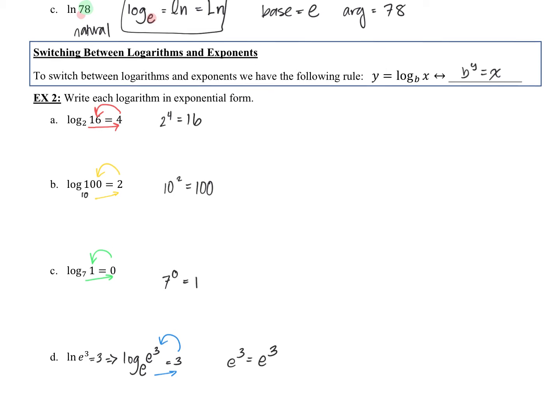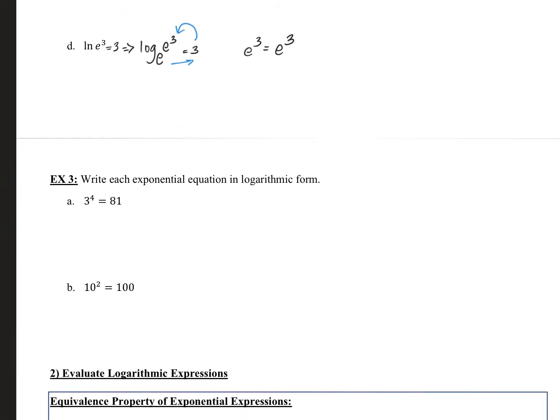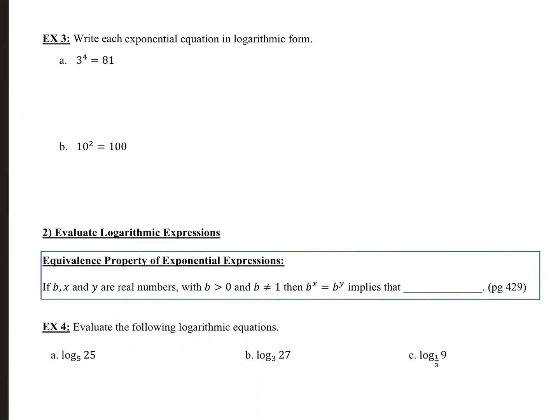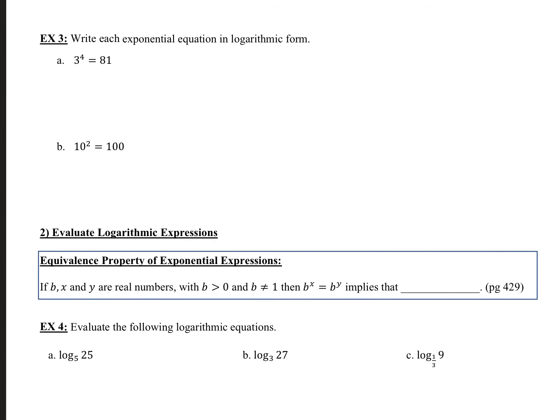All right, that's a sort of a sneaky one. Now, example 3, write each exponential equation in logarithmic form. So this time we're going backwards.